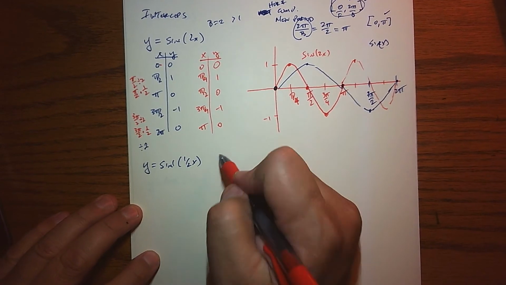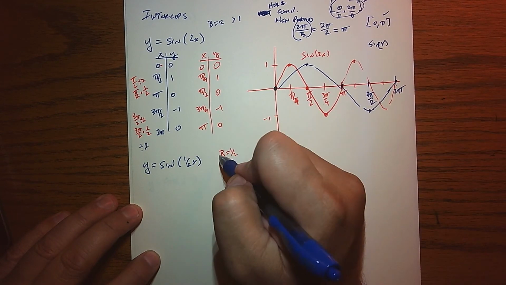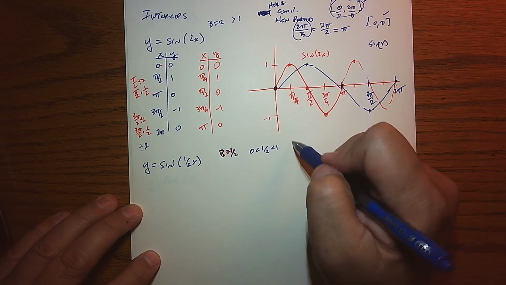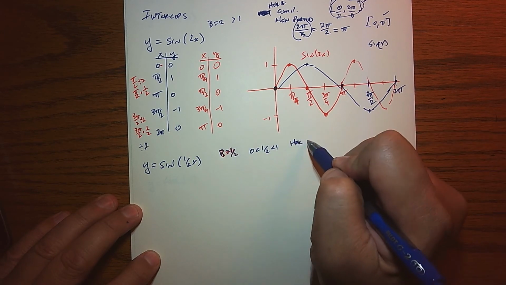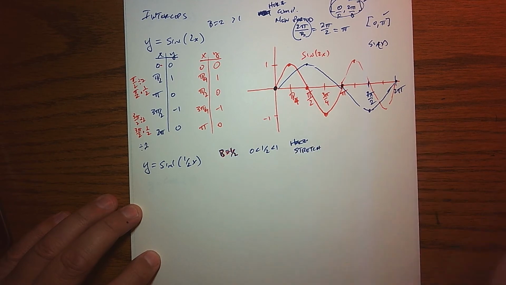Well, again, in this case, let me write it in blue, our b is equal to 1/2. This sits between 0 and 1, so what I'm expecting is a horizontal stretch. What's the new period?